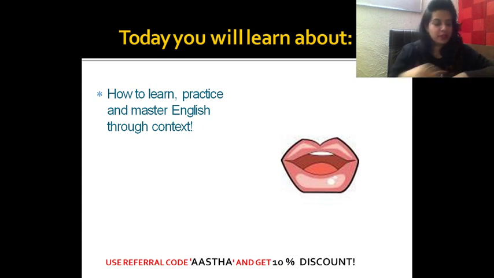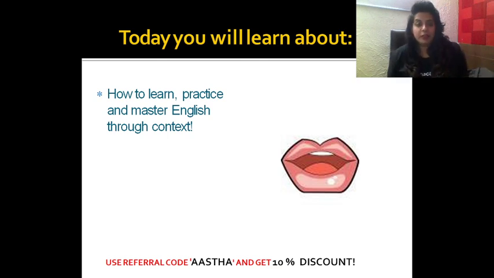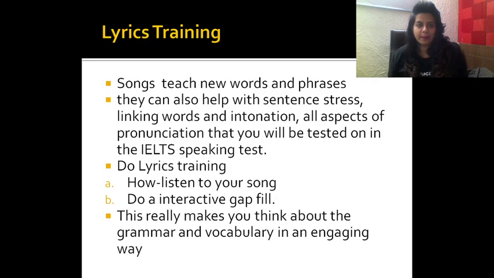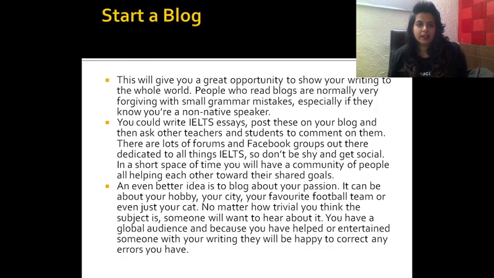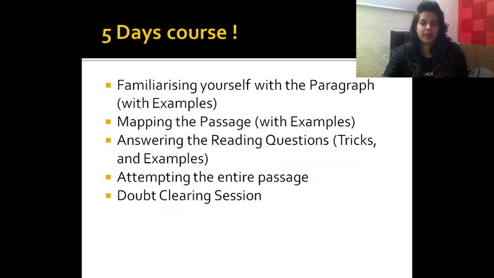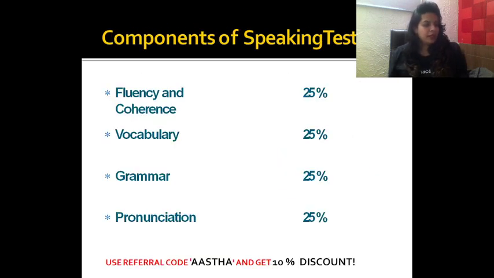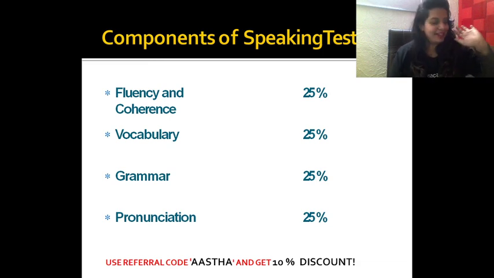Great. So, when we talk about how we learn English through context, there are different aspects to it. Before I move ahead, we must understand the components of a speaking test in particular. You need fluency and coherence, 25%. You need good vocabulary, 25%. Grammar is 25% and pronunciation is 25%. So the weightage is 25% each.